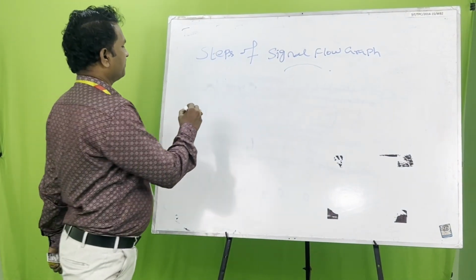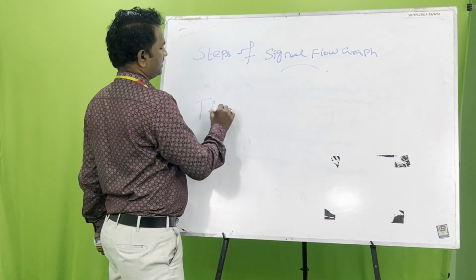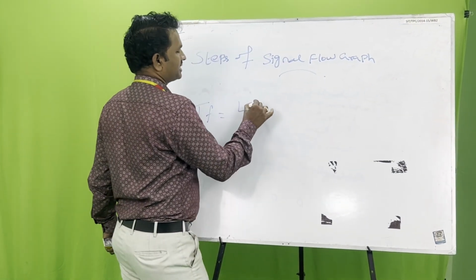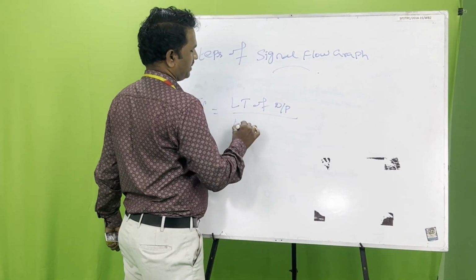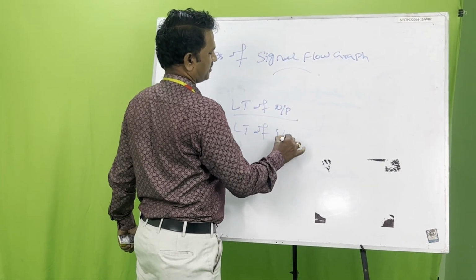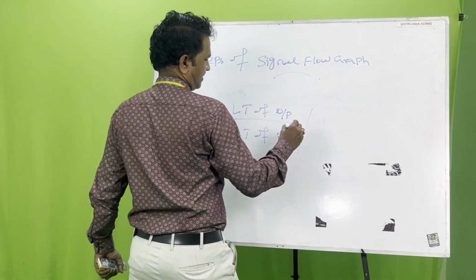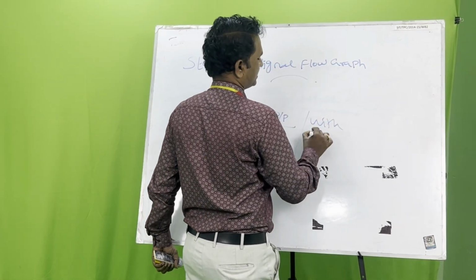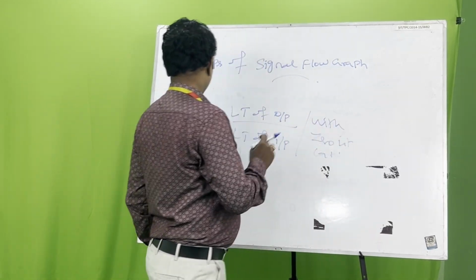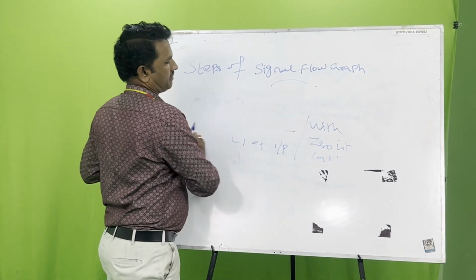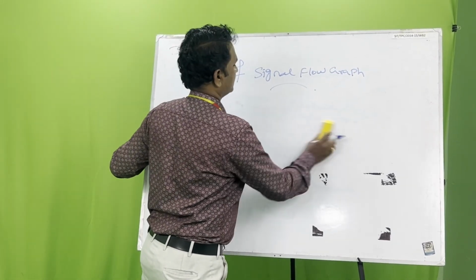What is meant by transfer function? Transfer function is equal to the Laplace transform of output divided by the Laplace transform of input, with zero initial conditions. Now, what are the steps of the signal flow graph?